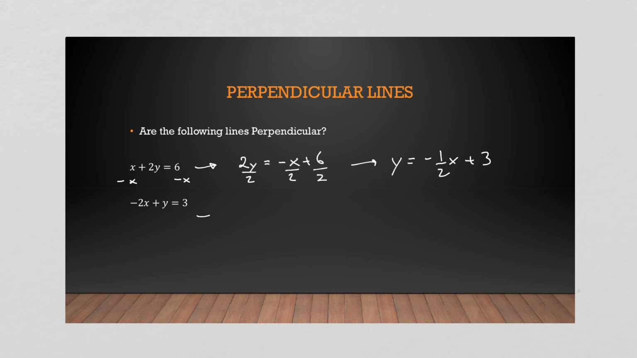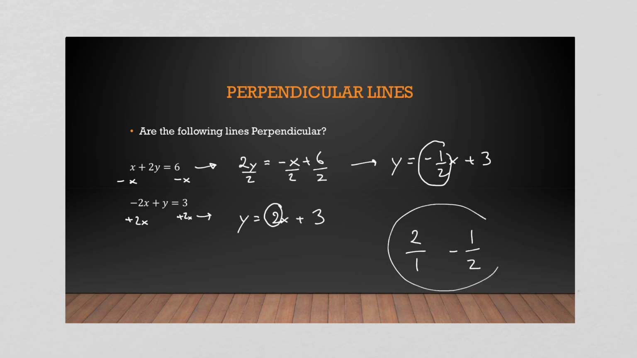The second one, we're going to add 2x to both sides, and we get y equals 2x plus 3. So here, slope of 2, and here, slope of negative 1/2. 2 over 1 has a reciprocal of 1/2, and in this case we have a negative, so we're good. So they are perpendicular.